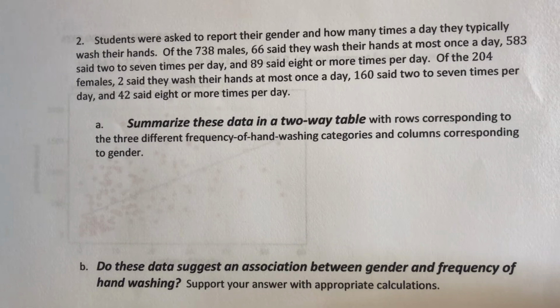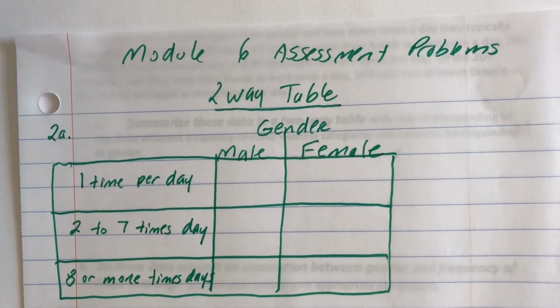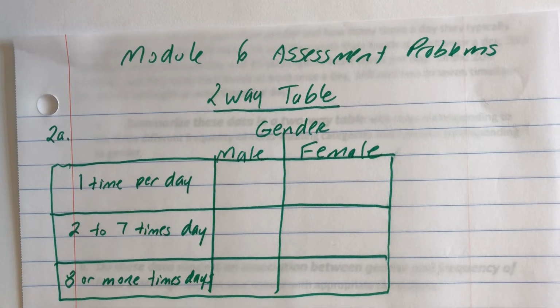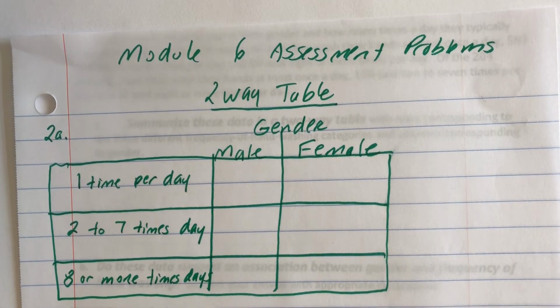Question A says, summarize these data, so those numbers up there about the boys and girls and how often they wash their hands, in a two-way table with rows corresponding to the 3 different frequency of hand washing categories and columns corresponding to gender. So in a two-way table, guys, we're looking at something like this is what I want to see, all right? So you see how I have that title, two-way table. Then my columns there are labeled gender, right? And I have 2 columns, male and female.